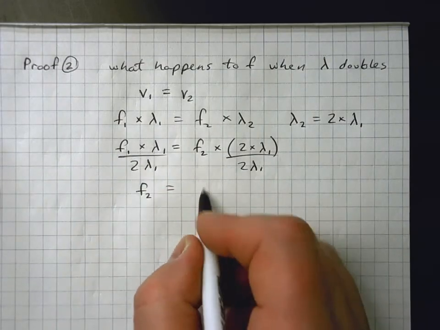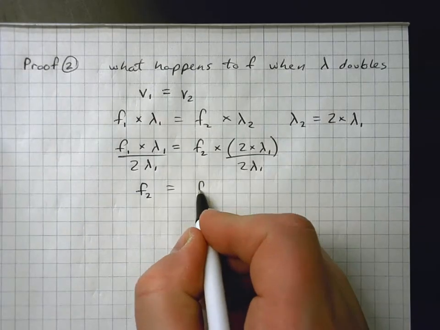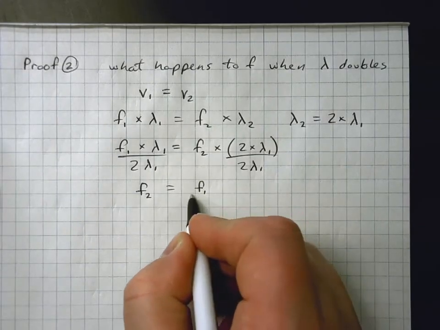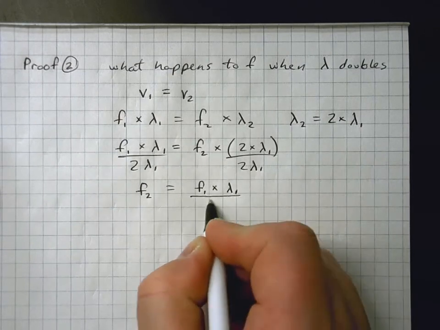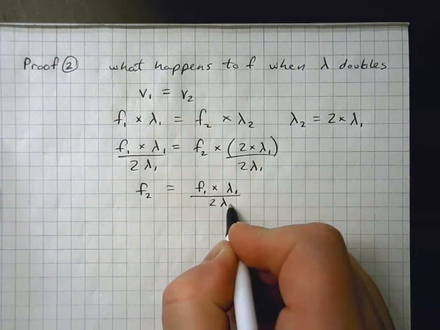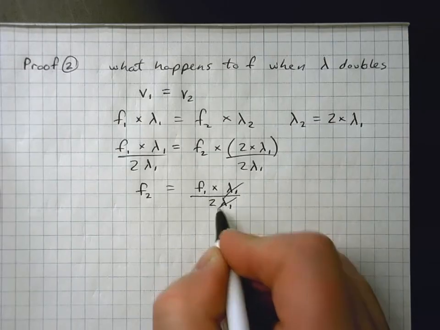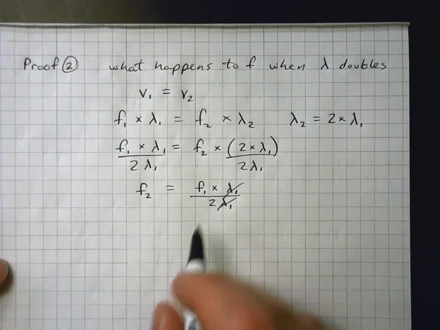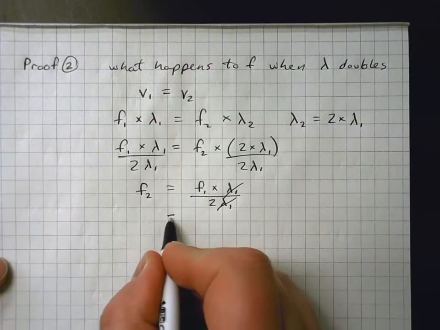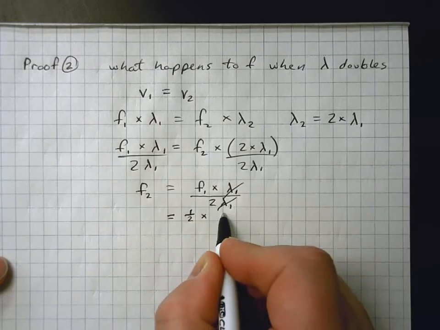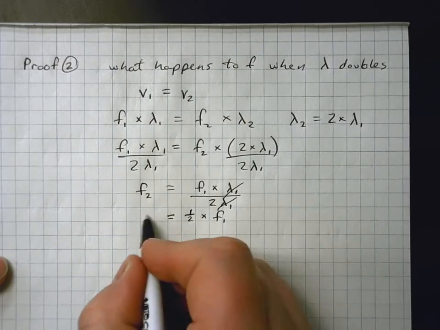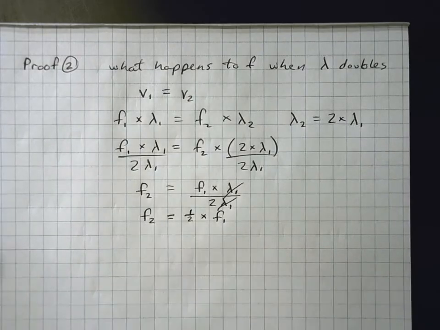And now we can see we have F1 times lambda 1 divided by 2 times lambda 1. Bye-bye lambdas. Same thing. Cancels out. And we'll pull the multiplier out to the front instead of having it as a division. So it's 1/2 multiplied by F1. So in this case, it's the opposite.